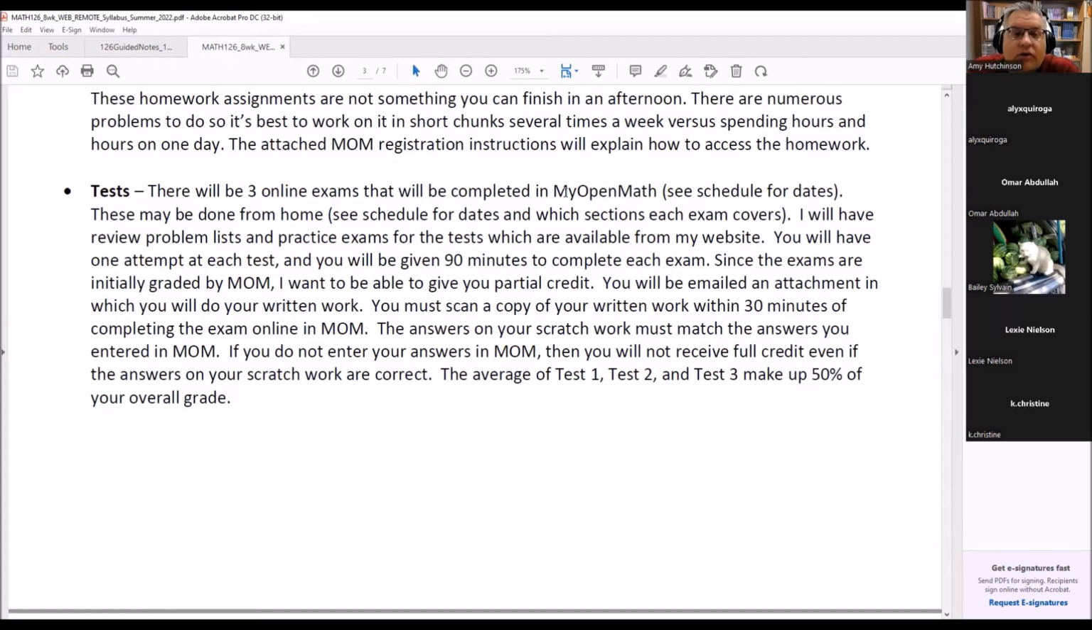But basically what you'll do is, as you take the test, you'll just do all that work on a separate sheet of paper. Now, if for some reason you don't have a printer at home, that's fine. Then you can use your own scratch paper and do your work on regular scratch paper, and then you can just scan that and send it in to me. But that work has to be turned in within 30 minutes of you completing your exam in My Open Math. And so you'll just email it to me in Canvas. So you can just email your work to me that way. And then I will look at that as you go through.